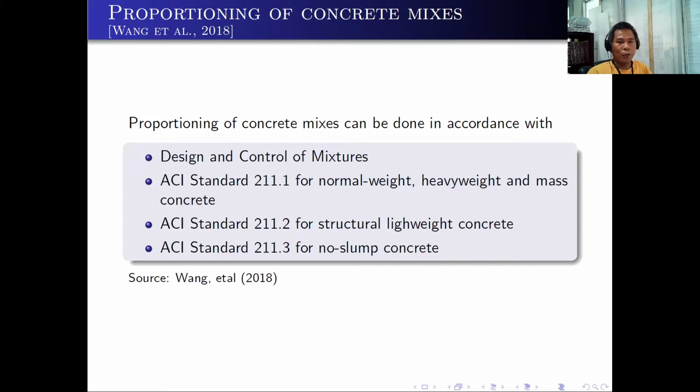Also, we have the proportioning of concrete mixes. It is important to proportion the concrete mix so that we can get the desired strength that we need. We can use the Design and Control of Concrete Mixtures. You can use the ACI standard 211.1 for normal weight, heavyweight, and mass concrete, or ACI standard 211.2 for structural lightweight concrete, and ACI standard 211.3 for no-slump concrete.